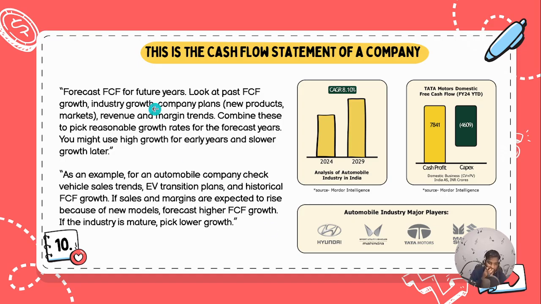And we have to make some kind of study for us, which is nothing but the growth rate. If I give you an example, I have analyzed that in 2024 the automobile industry in India was this much, and at a CAGR of 8.10 they are growing, and by 2029 they would be much above the 2024 level. We can also check Tata Motors in FY24 year to date: the cash profit was this much, the capex was this much. We can calculate the FCF for the previous years. So we are checking the previous studies and forecasting for the future. Okay, and what are the industry competitors, etc.